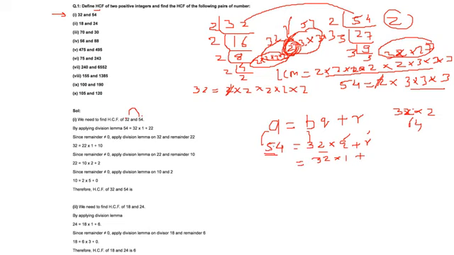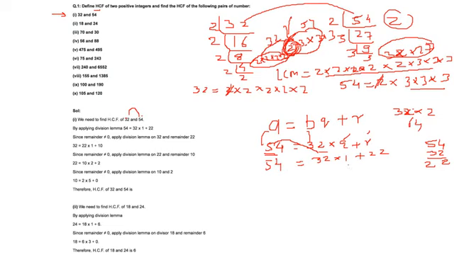We just have to subtract 32 from 54. You just have to subtract these two. So 54 minus 32 is 22. So the remainder is 22. Now this is done. 54 can be written in the division lemma form like this.